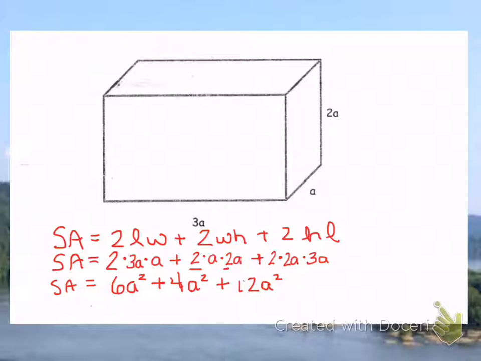Now again, we luckily have like terms, the same variables to the same power, we can add them all together. So we end up with our surface area, and we add our coefficients of 6 and 4 and 12. That should give you 22, and that's 22A squared.